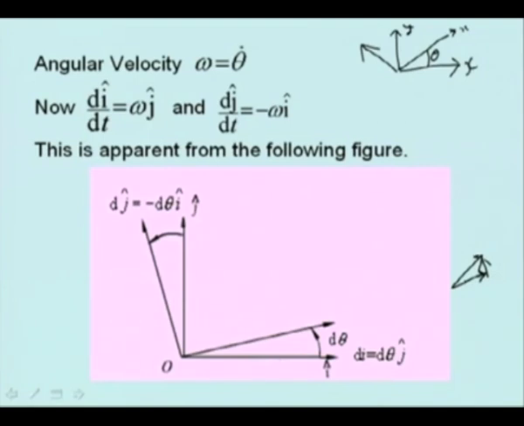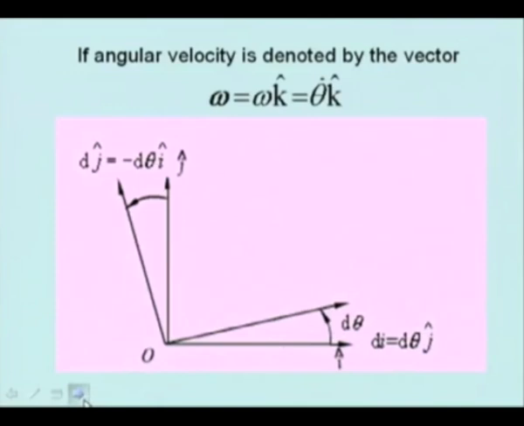Similarly, the vector j has rotated to a new position, therefore dj will be directed towards this side. This is dj, and its magnitude is naturally d theta only, since it is a unit vector. But it is in the minus direction of i, because positive i is this direction. So, dj is equal to minus d theta times i.